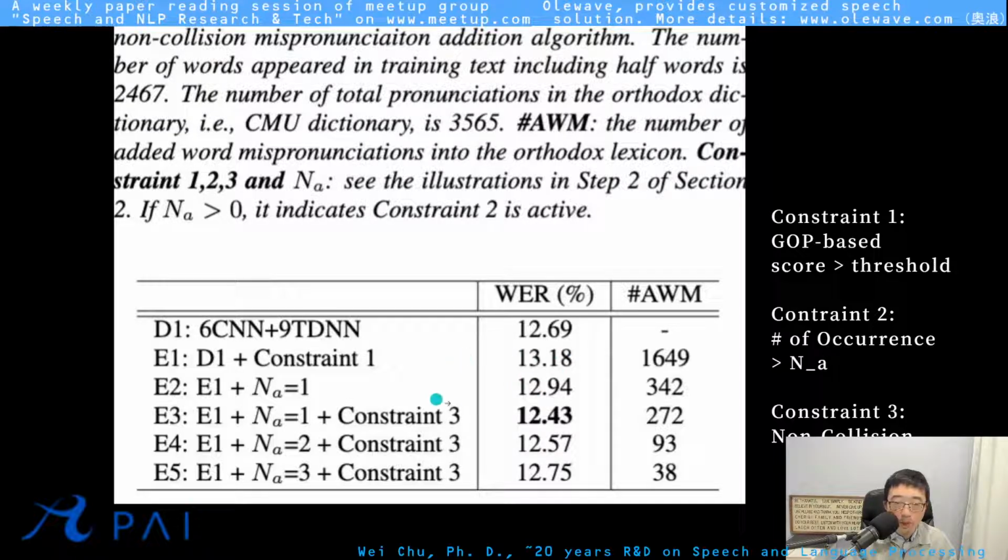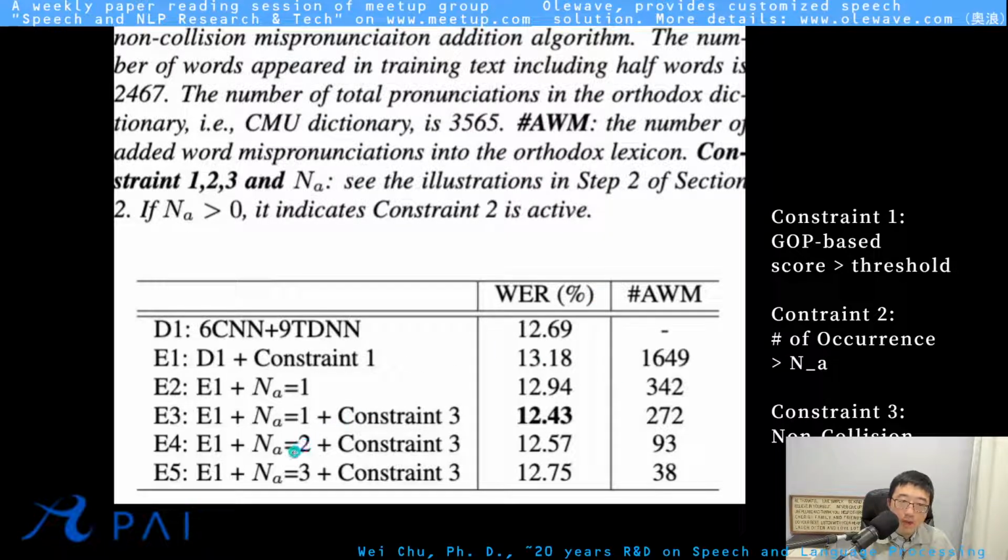But when you add the third constraint, the NCMA constraint, or the non-collision mispronunciation addition constraint, the magic happens. It significantly dropped from the second row to the third row, and it's better than the baseline. I won't say it's much better, but it's significantly better. And you can see the number of added pronunciations is about 300. Is 300 a good number compared to 3,500? I don't know. But the thing is, it's working.